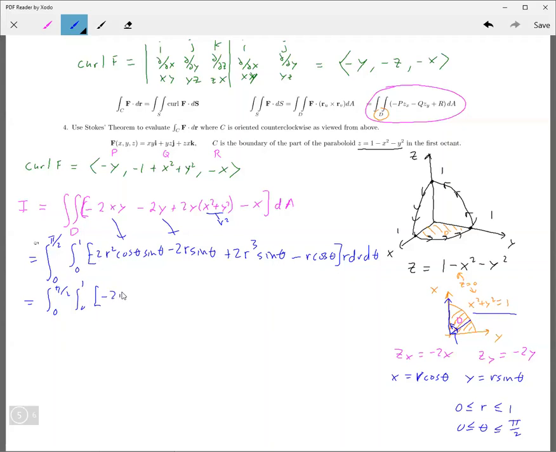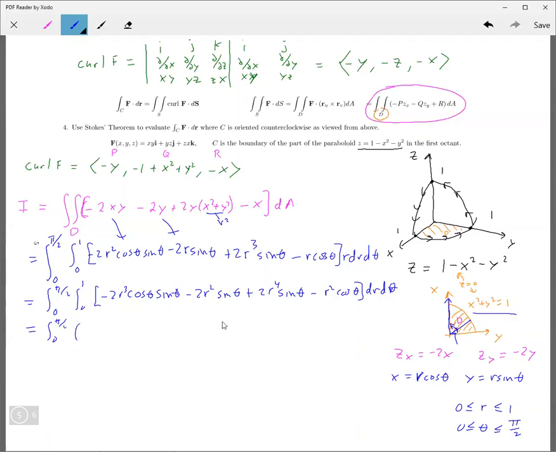So probably should distribute the r in. And so this is negative 2r cubed cosine theta sine theta minus 2r squared sine theta plus 2r to the fourth sine theta minus r squared cosine theta dr d theta. So now we can integrate with respect to r.